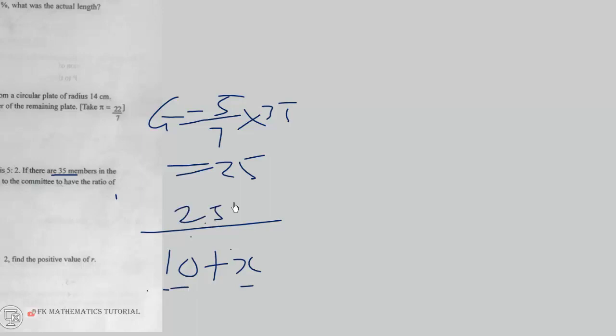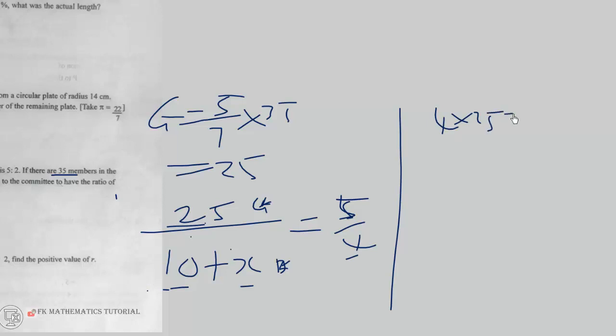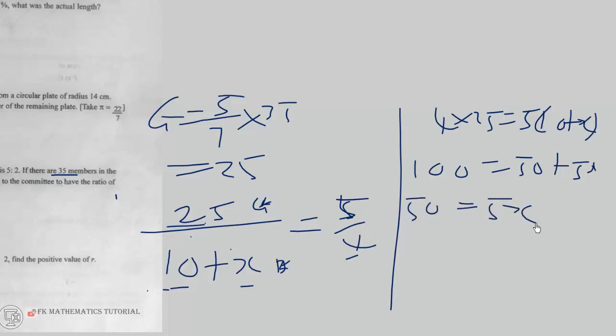So that 25 over 10 plus x will give us the ratio 5:4. So number of girls to number of boys will give us 5:4. So we have to solve this equation. Multiply this by this. We get 4 times 25 is equal to 5 into 10 plus x. So 100 will be equal to 50 plus 5x. So 100 minus 50 is equal to 5x. So x will be equal to 10. So you have to add 10 boys.